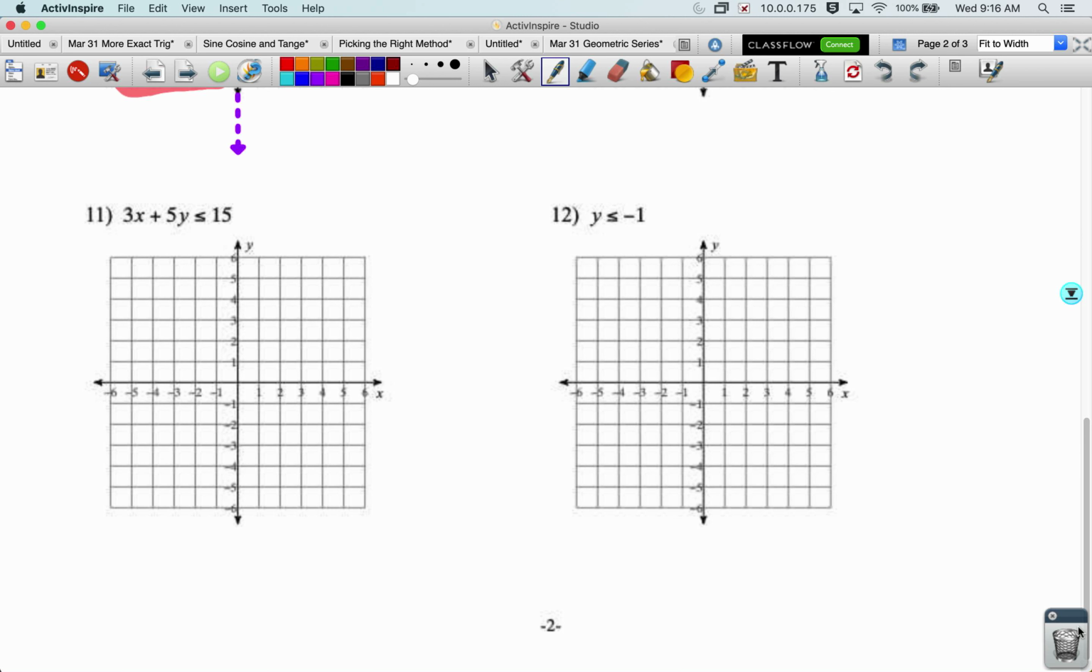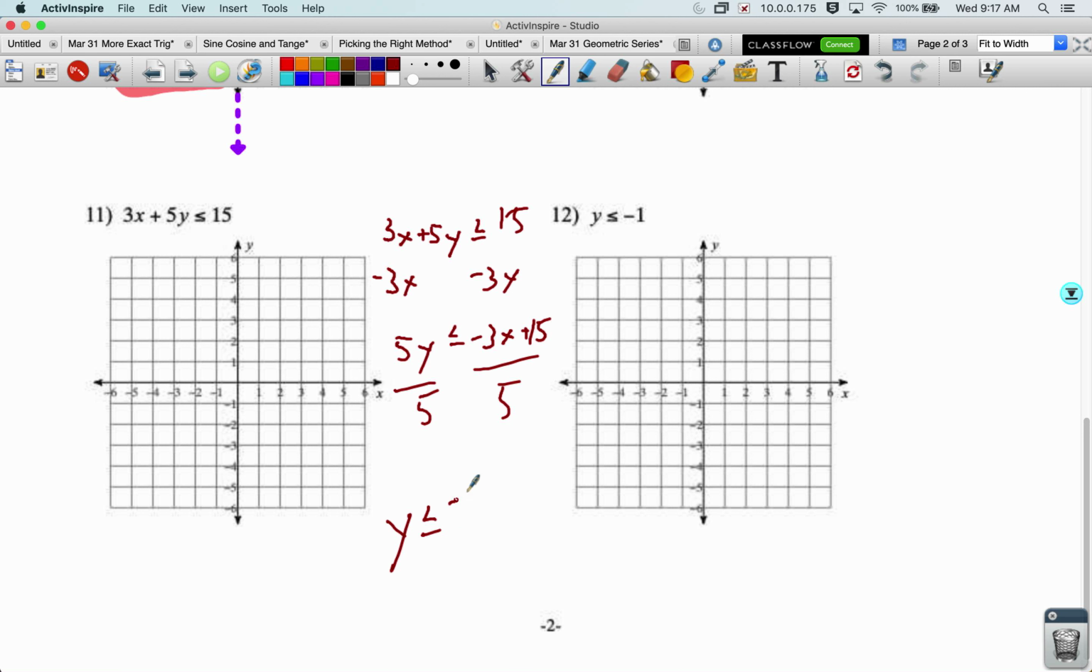Okay, let's do 11. 3x plus 5y is less than or equal to 15. I need to get this into slope-intercept form, so 5y is less than or equal to negative 3x plus 15. Divide everything by 5. Y is less than or equal to negative 3/5 x plus 3. Just because this is negative doesn't mean anything flipped. When I divided by a positive, that means don't flip the inequality.